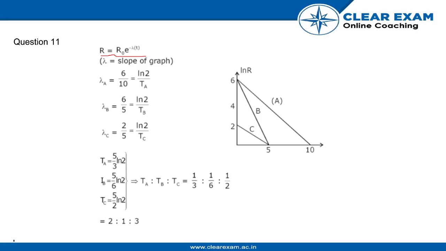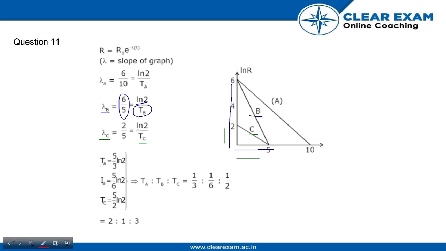and ln R is equal to ln R naught minus lambda T. Lambda is the slope of the graph, so lambda A is 6 by 10, which is equal to ln 2 upon the decay constant. Similarly, lambda B is equal to 6 by 5, which is ln 2 upon the decay constant of B, and lambda C is 2 by 5, which is ln 2 by the decay constant of C.